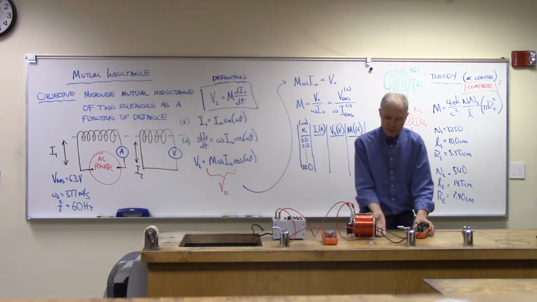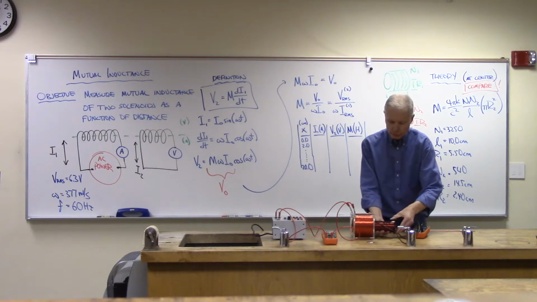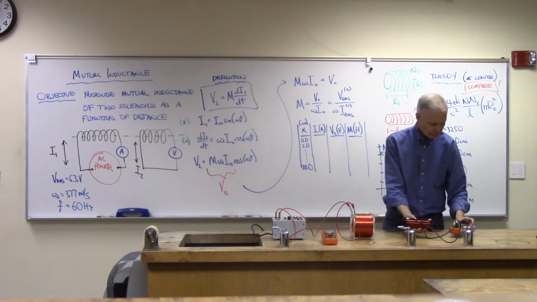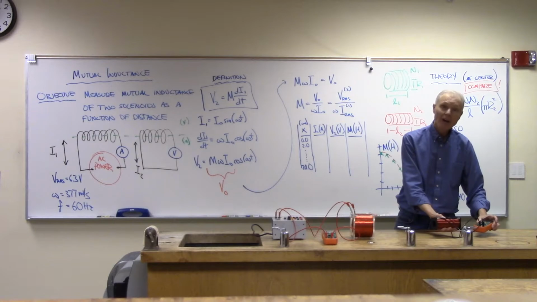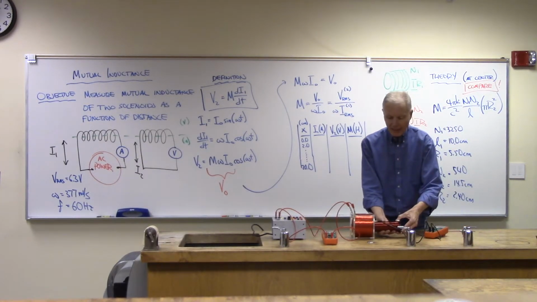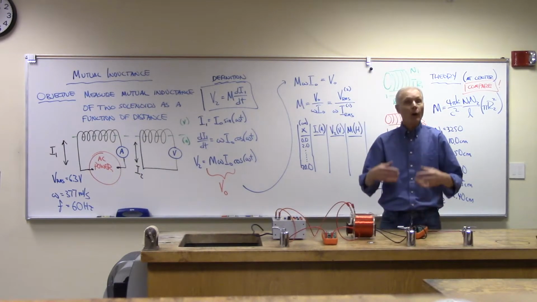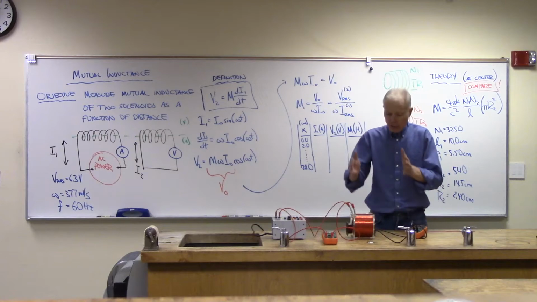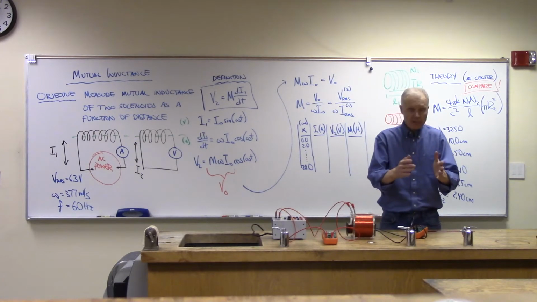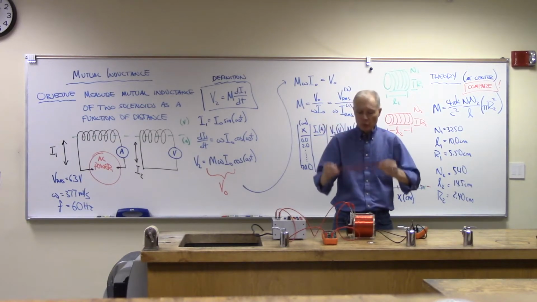Now, if I take this and move it out, I can see that it drops off. So what we want to do is map that out. We want to map out how the mutual inductance, at what rate does it drop off as we increase distance. Now I've got to decide how I'm going to measure distances between these two solenoids.